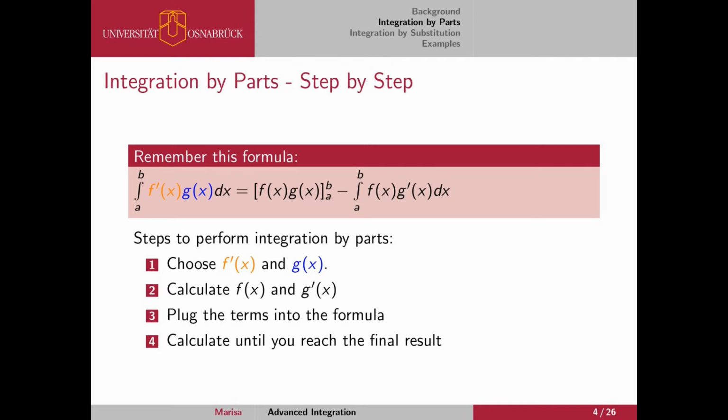In the next step, we need to calculate f of x and g prime of x, as we will need them on the right side of our equation. So for f prime of x, we will need to find the antiderivative, while for g of x, we need to find the derivative. After we have done that, we can simply plug in all of that into the formula. The last step is then to calculate until you will reach your final result. This is then done like in basic integration, like using the normal integration rules. Let's go through an example together and discuss every step in detail.